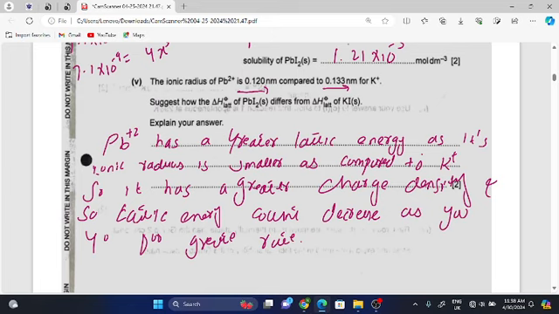The reason is again the same. Potassium ion radius is larger as compared to that. So once Pb2+ ions have a greater lattice energy, meaning smaller radius, a large amount of energy is needed in order to break the bond. So once the radius is smaller, a large amount of energy is needed. If the radius is bigger, then a small amount of energy. So that's why the lattice energy of PbI2 is always greater than the lattice energy of potassium iodide. That's the reason for that.